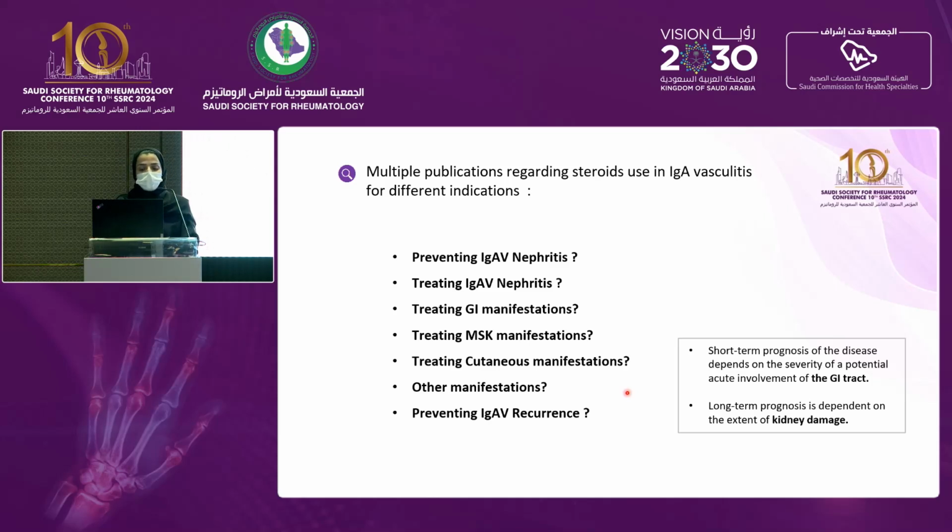So I'll divide my presentation based on the indications for the steroid use in IgA vasculitis, and these include preventing the nephritis, treating IgA vasculitis nephritis, treating GI manifestations, MSK manifestations, cutaneous manifestations, and the role of steroid in other manifestations, and finally the role of steroid in preventing the recurrence of IgA vasculitis. So keep in mind that short-term prognosis of the disease depends on the GI manifestations, and the long-term prognosis depends on the renal manifestations or kidney damage.